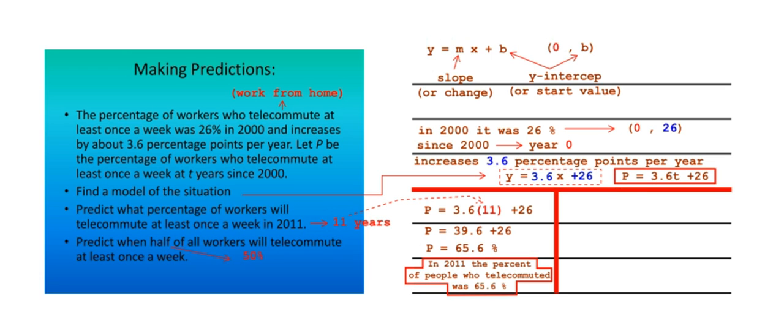Okay, let's move on to the next one then. Predict when half of our workers will telecommute at least once a week. Half once again means 50%. So in the previous formula, P equals 3.6T plus 26, right above. We're replacing the P value in this case because it's 50%, it's a percentage. So 50 equals 3.6T plus 26. And let's solve for T. T is the only thing we don't know in this case. So solving for T, that means we gotta get rid of addition and subtraction first, the 26. So minus 26 from both sides of the equal sign. 26 minus 26 at the right side cancels out. 50 minus 26 gives us 24. So 24 equals 3.6T. Agreed?